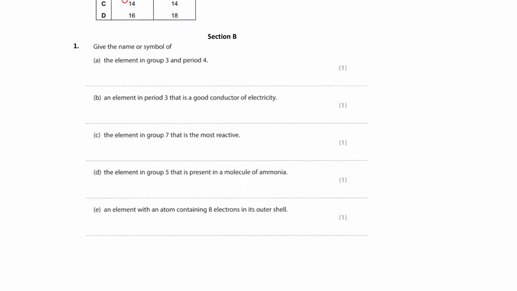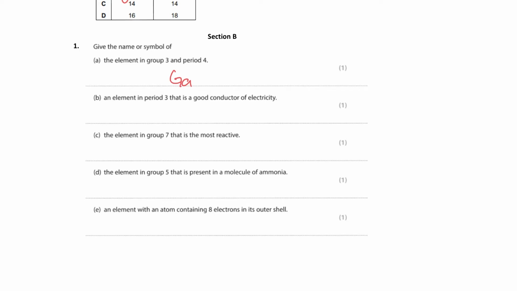Alright, let's do theory questions. Give the name or symbol of the element in group 3 and period 4. So just go to the periodic table. A question like this is usually asked as the very first question in paper 2 for O levels and paper 4 for IGCSE. So this is group 3 and period 4, so that's gallium. That's our answer here.